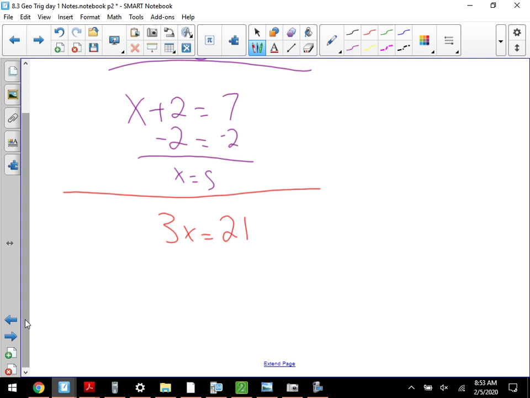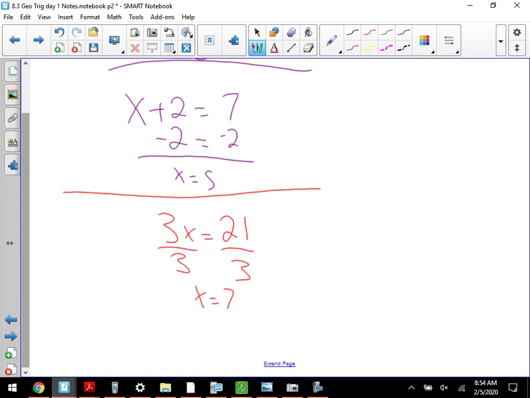what would you do now? But again, division is the inverse operation of multiplying. You guys okay with that? Okay. Now, dividing by 3, writing it like this, I get 7.